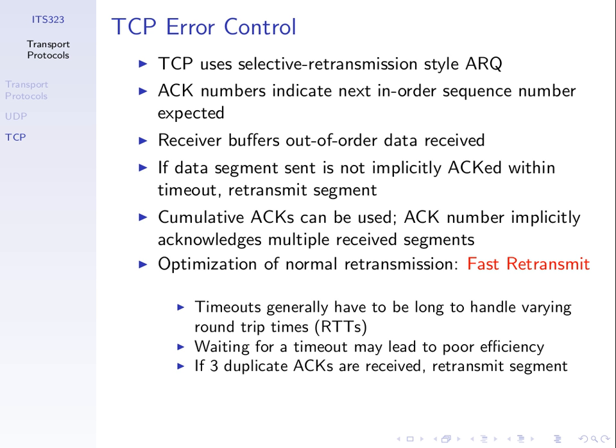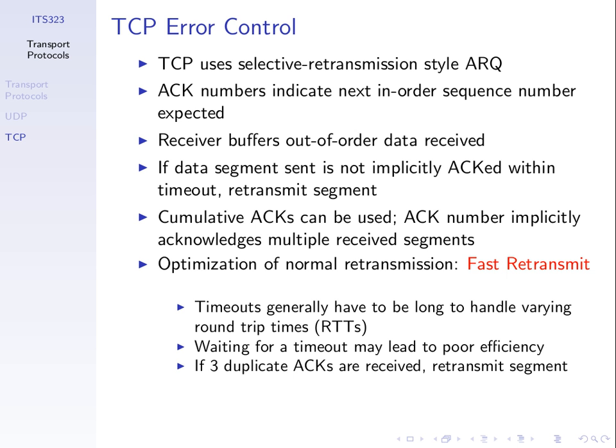We have ACK numbers. They will indicate the next in-order sequence number expected. We expect to receive data in order, and what the ACK number will say is, once we've received data successfully, the ACK number will indicate the next value expected. Even if we miss one segment and receive later ones, the ACK number will indicate the missed bytes. We'll see an example shortly to make that clearer.